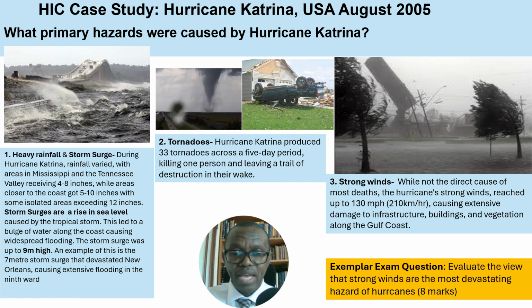Okay, and again here there's an exemplar exam question, and this time it's an 8 marker, and it reads as follows. Evaluate the view that strong winds are the most devastating hazard of hurricanes. That question will be answered in a separate video, so that we can carry on with the case study.